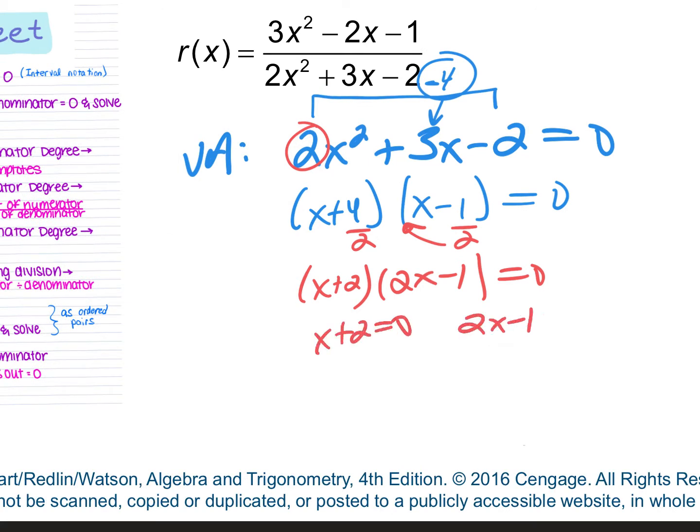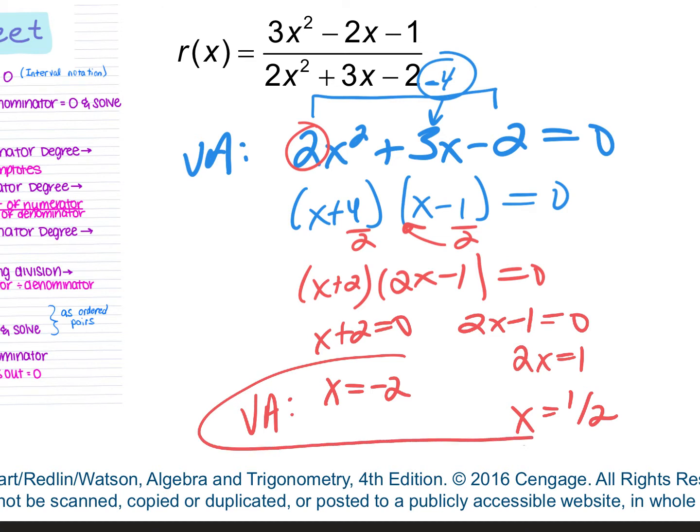Good. This is nothing you guys haven't seen before. I move positive 2 over. It becomes x equals negative 2. I move 1 over. It becomes 2x equals 1. Divide by 2. I get x equals what? 1/2. How many vertical asymptotes do you have? 2. Your vertical asymptotes are at x equals negative 2 and x equals 1/2. That's it.